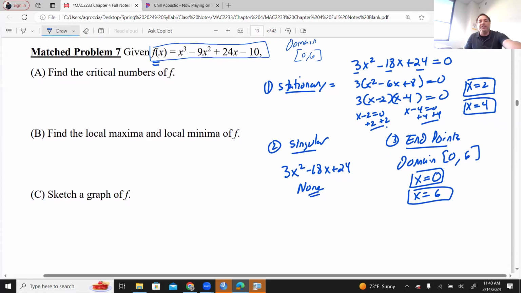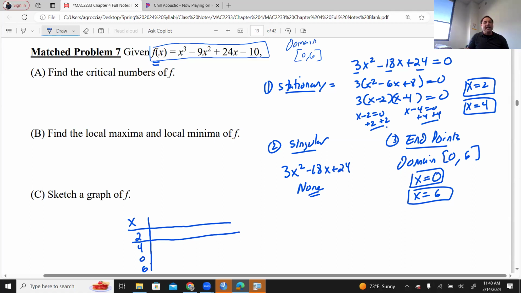Then we're going to use that information to make a table. The table is focusing on what we found. We have to check out 2, we have to check out 4, we have to check out 0, and we have to check out 6. And where am I going to check it out? I'm going to check it out by plugging it into the original. Why? Because it's all about the original.